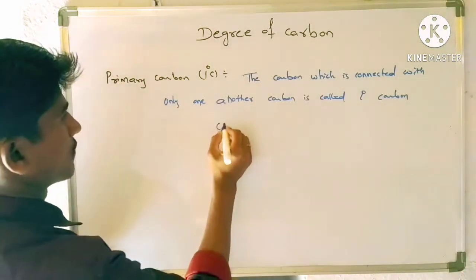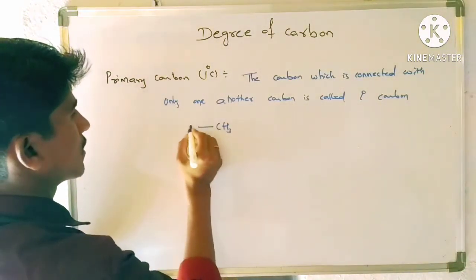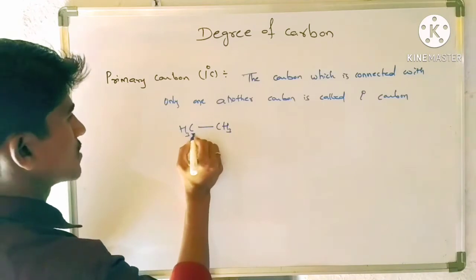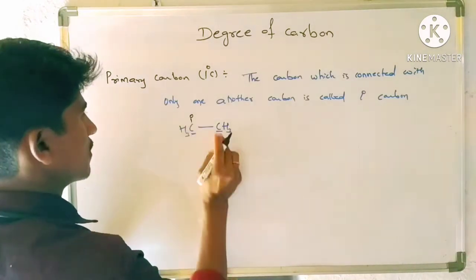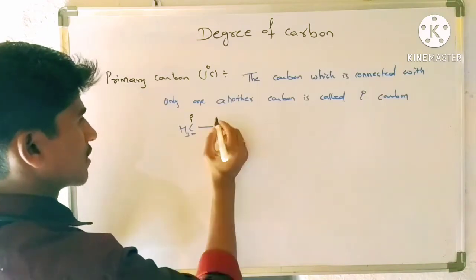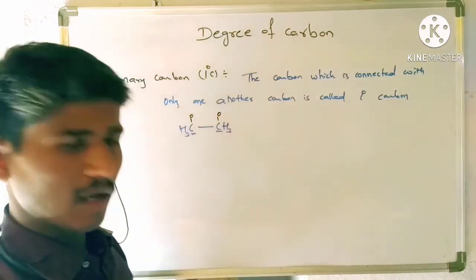Let us see here. CH3 is directly connected with the CH3. This carbon is directly connected with only one carbon, so this is primary carbon. This carbon is also directly connected with only one other carbon, so this is also primary carbon.